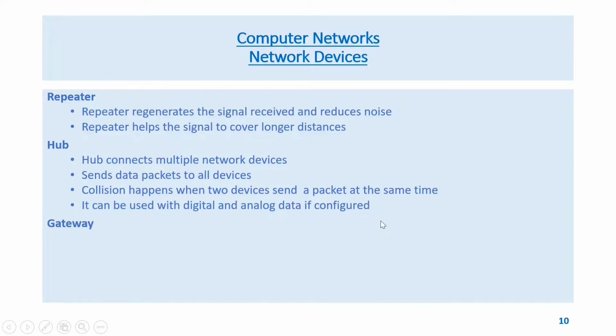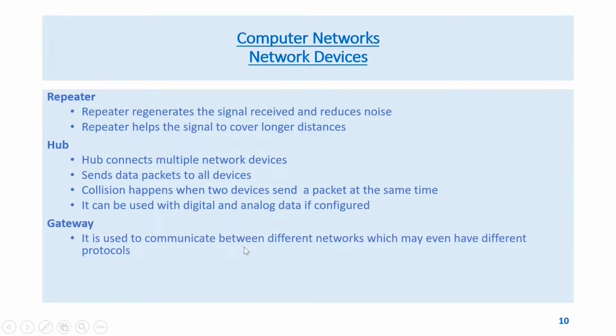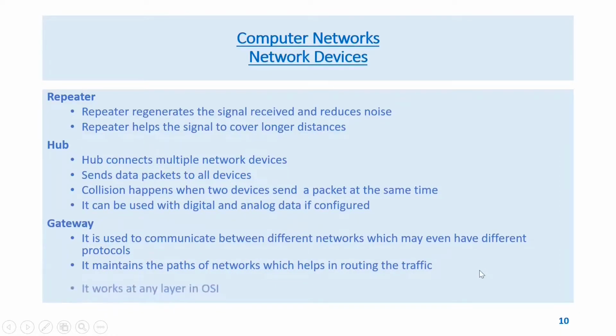Gateway. It is used to communicate between different networks, which may even have different protocols. It maintains the paths of networks, which helps in routing the traffic. It works at any layer in OSI.